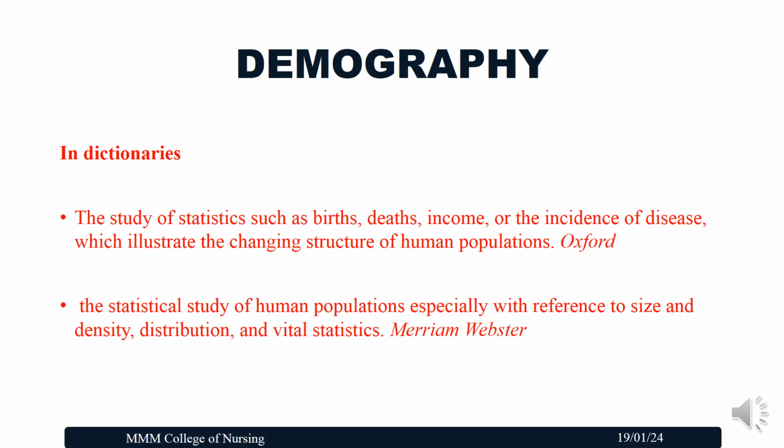Demography. The definition in dictionaries: the study of statistics such as birth, death, income, or the incidence of disease which illustrate the changing structure of human population, that we call demography, based on the Oxford Dictionary. But Merriam-Webster says it is the statistical study of human population, especially with reference to the size and density, distribution, and vital statistics. This we call demography. On the whole, what is demography? Demography is the study of human population.